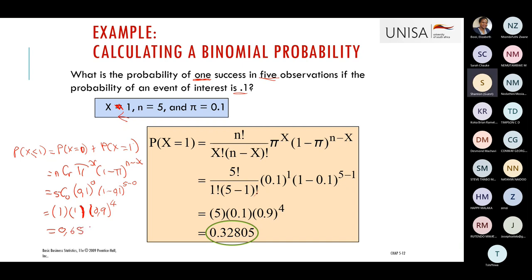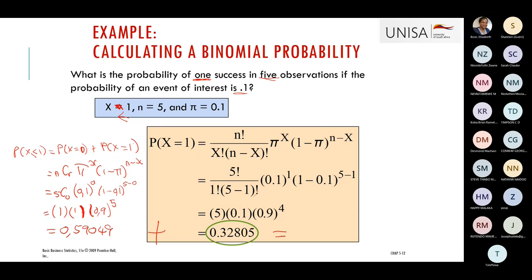Isn't it to the power of 5, because it's 5 minus 0? Oh, yes, it's to the power of 5. Yes, you're right. Oh, gosh. Let's blame it on a Sunday. That's to the power of 5. Let's fix that. To the power of 5, which is 0.59049. And because I'm doing plus, I'm just going to add both of these answers so that I can find my probability of x less than or equal to 1. I'm going to leave it at 5 decimals.